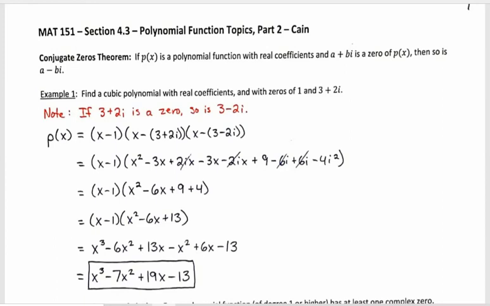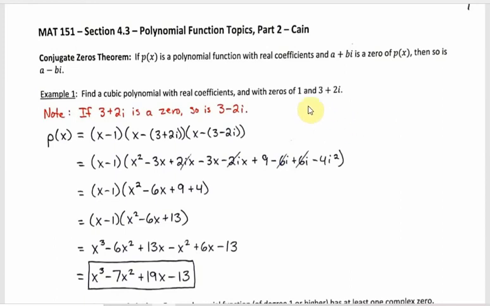The first thing that shows up in section 4.3 actually comes in handy quite a bit. This thing called the conjugate zeros theorem, where if you know that a plus bi is a zero of the polynomial function, then so is a minus bi. And this first example is to show how this works, but this really does show up pretty often. If you have any sort of complex roots, this thing comes in handy a lot.